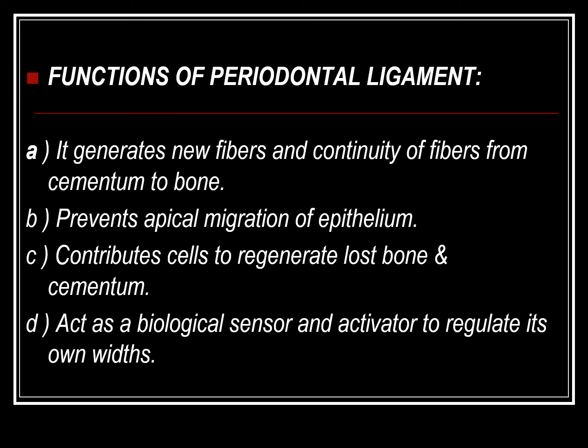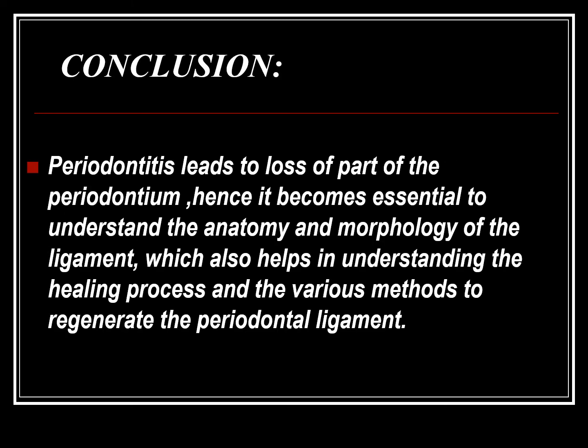It generates new fibers and continuity of fibers from the cementum to the bone. It prevents apical migration of the epithelium. It contributes cells to regenerate lost bone and the cementum, and it acts as a biological sensor and activator to regulate its own. So periodontitis leads to loss of part of the periodontium, hence it becomes essential to understand the anatomy and morphology of the ligament, which also helps in understanding the healing process and the various methods to regenerate the periodontal ligament.